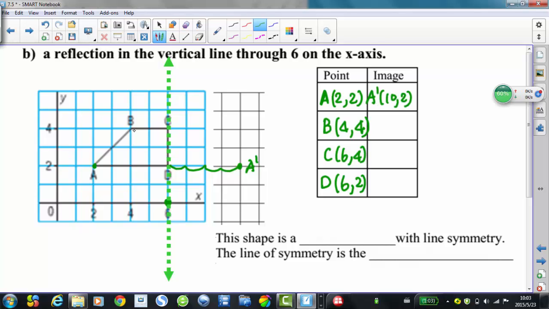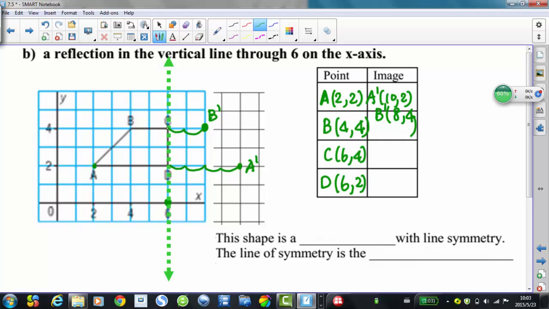Let's look at B. B is 2 units away from the line of symmetry. So on the other side, I will find 2 units away as well. So this is the corresponding point of B. B prime has the coordinates 8, 4.